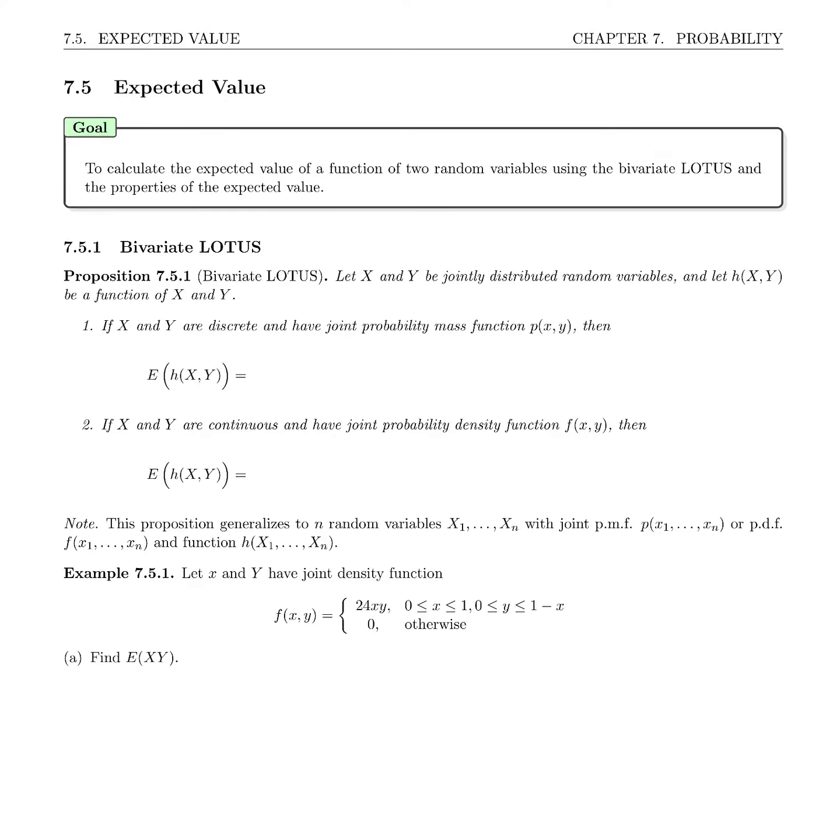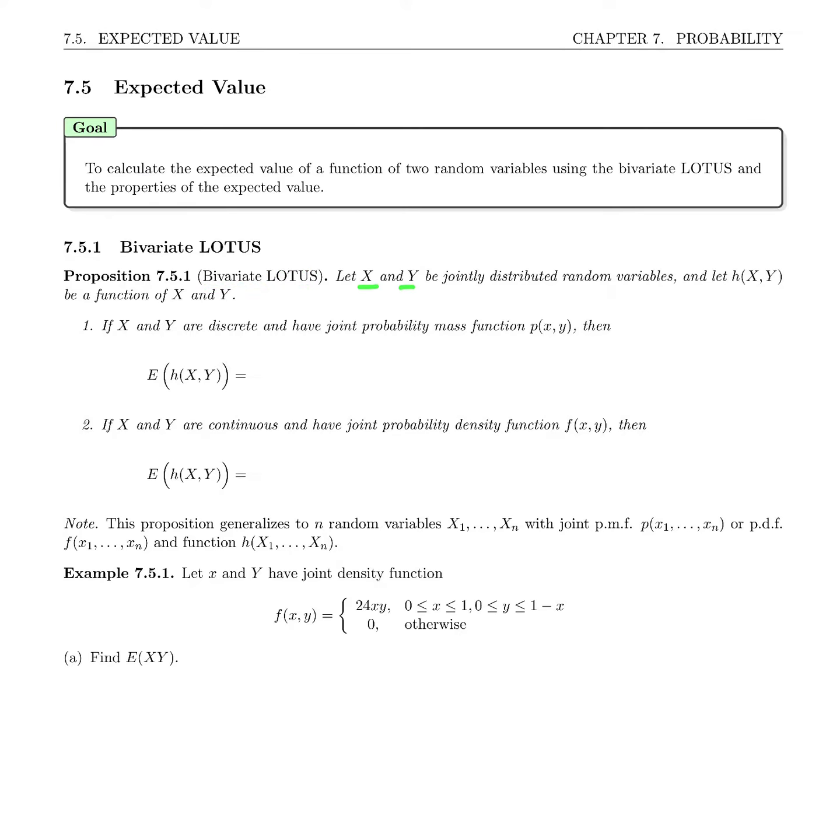In this video, we're going to start section 7.5 on the expected value. The goal of the section is to calculate the expected value of a function of two random variables using the bivariate LOTUS and the properties of the expected value. Proposition 7.5.1, bivariate LOTUS, that's the law of the unconscious statistician.